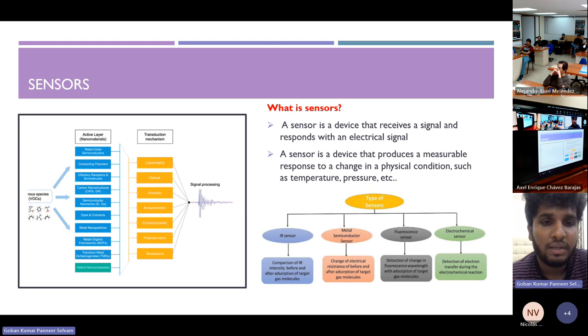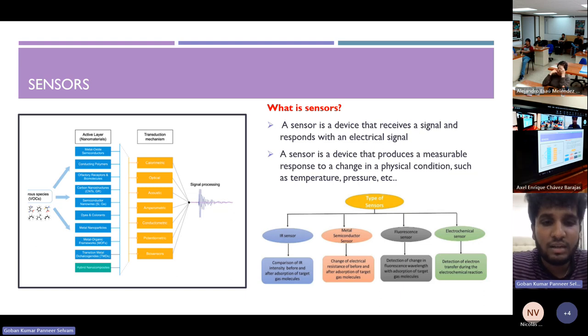So, sensor. Basically, a sensor receives a signal and responds with an electric signal. A sensor is a device that produces a measurable response to a change in a physical condition such as temperature, pressure, etc. If you see this slide, whatever the species, it can be measured and converted by using the transduction mechanism into a signal processing, and it can be monitored.